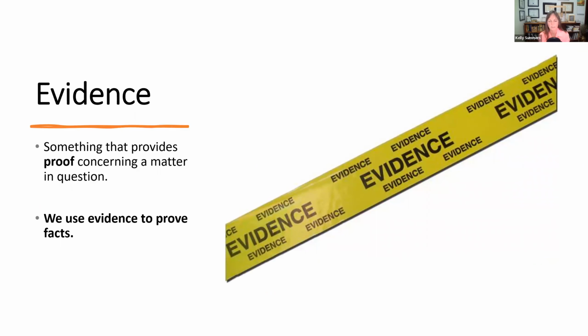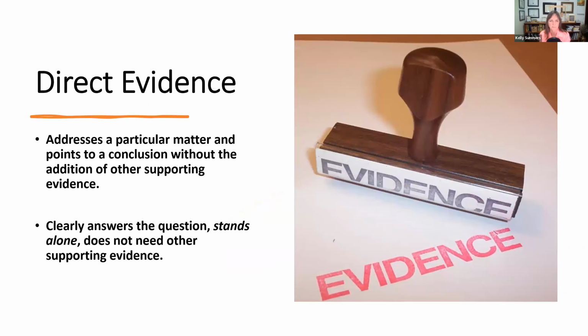So we want to know whether our source is original or derivative, and then we look at the information to see if it's primary or secondary. Now, the third thing we do is look at the evidence, and the evidence can be direct or indirect.